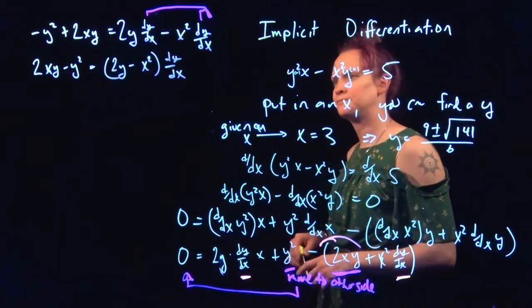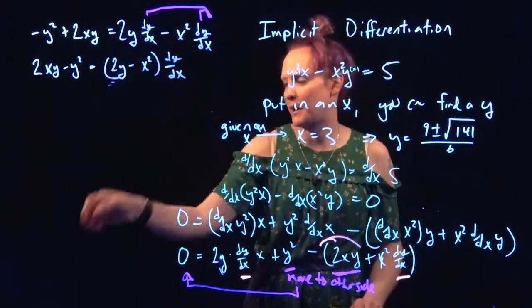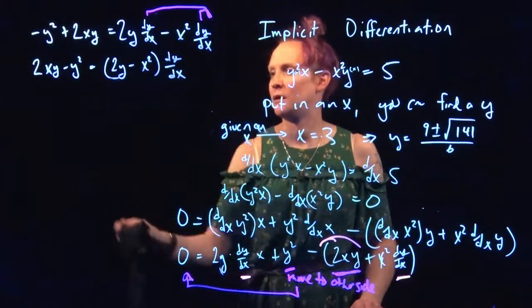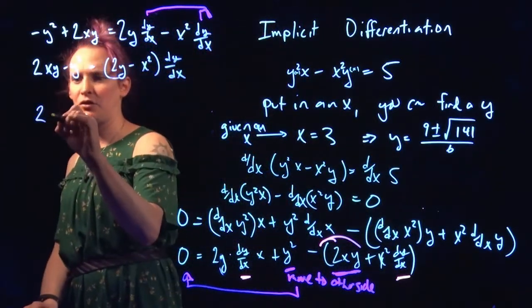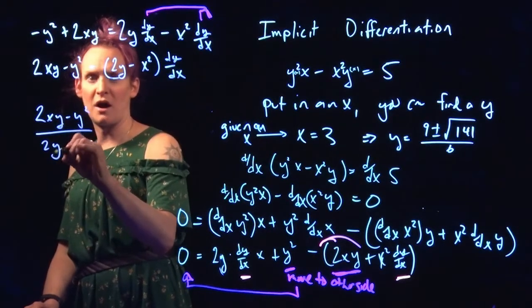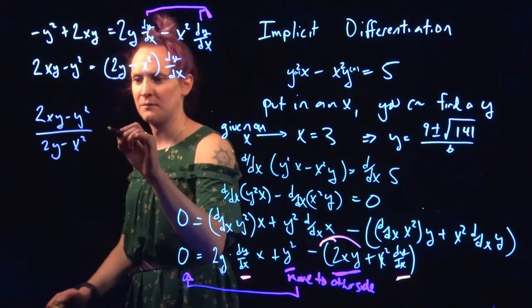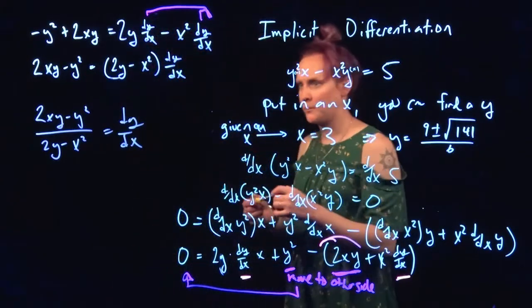So much algebra. And then finally, I'm going to divide by this to get dy/dx by itself. So then I finally have (2xy minus y squared) over (2y minus x squared) equals dy/dx.